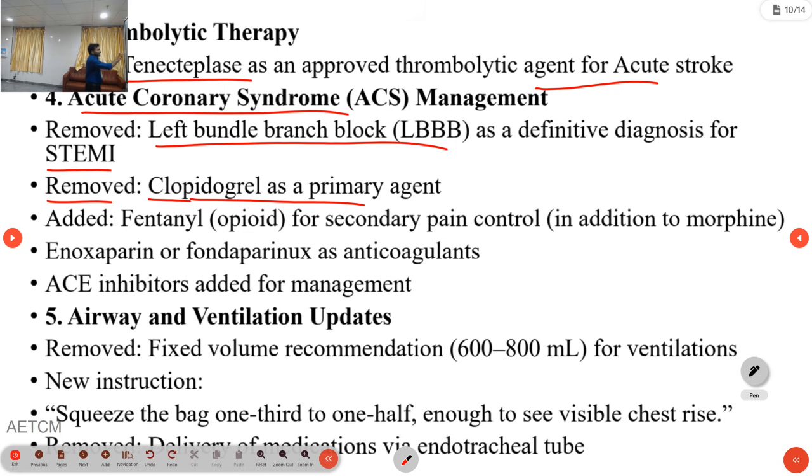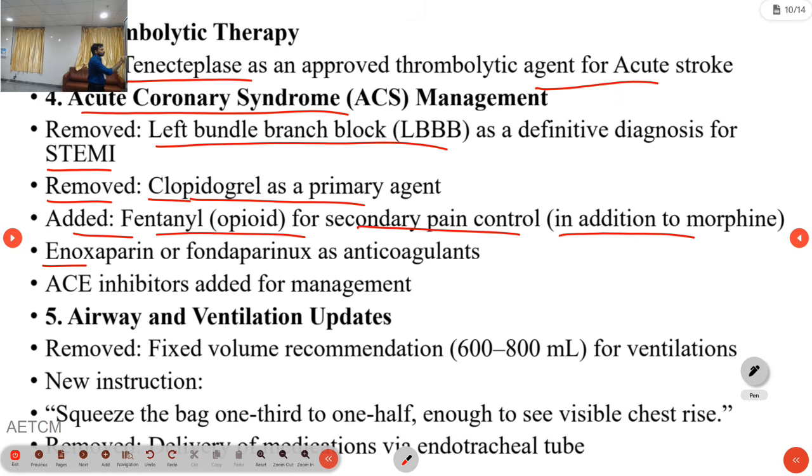Then they have added fentanyl, an opioid analgesic, for secondary pain control in addition to morphine. So in the previous algorithms, if you see the ACS algorithm, there was only morphine. Now they have added fentanyl for pain control. The main reason they might have included fentanyl is that it won't produce much hypotension compared to morphine, and the complications will be less compared to morphine. So go ahead with fentanyl usage, especially for pain control in MI patients.